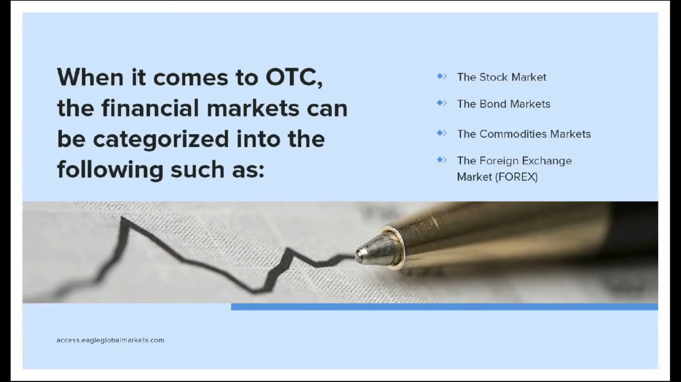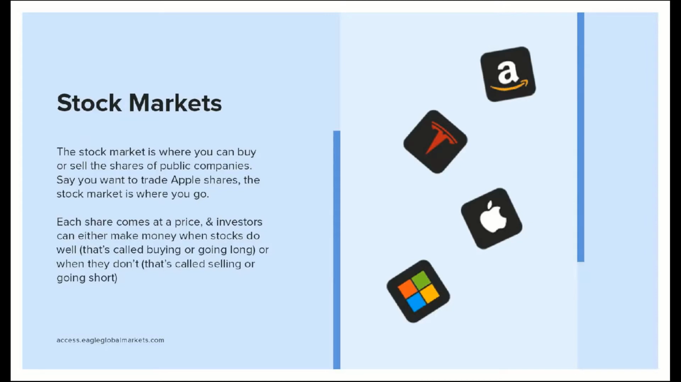Now, when it comes to OTC, the financial markets can be categorized into the following: the stock market, the bond market, the commodities market, and the foreign exchange market. When it comes to OTC, like over-the-counter trading, you are paired with another trader who is going to take your order. If you click a buy order, somebody has to sell to you, somebody who has the opposite side of your trade. That's what the OTC is about.